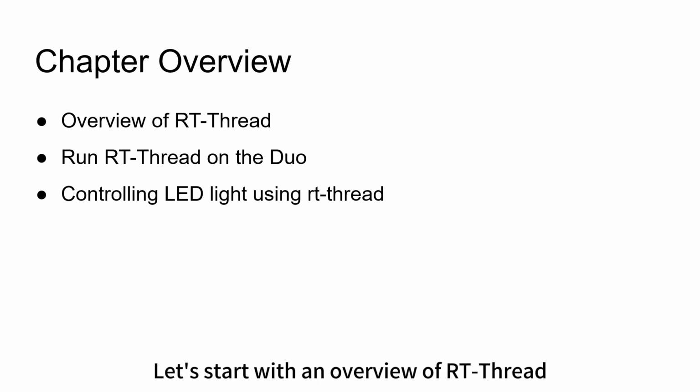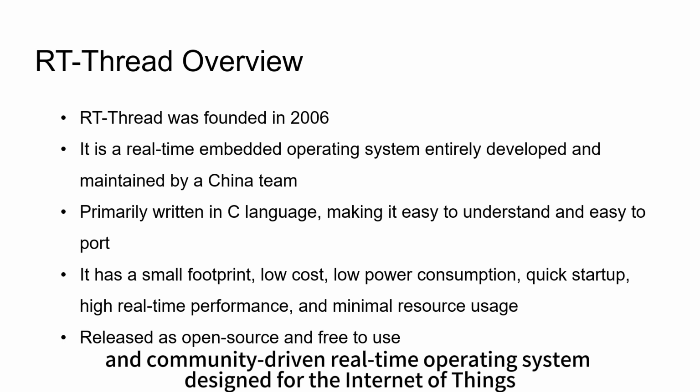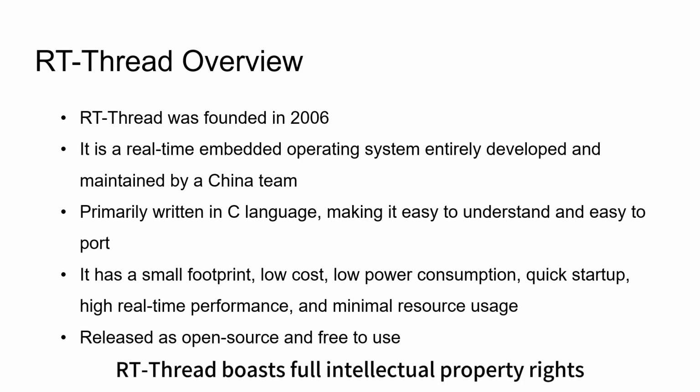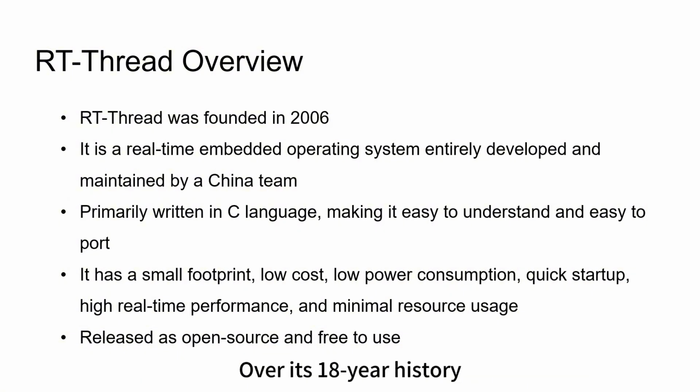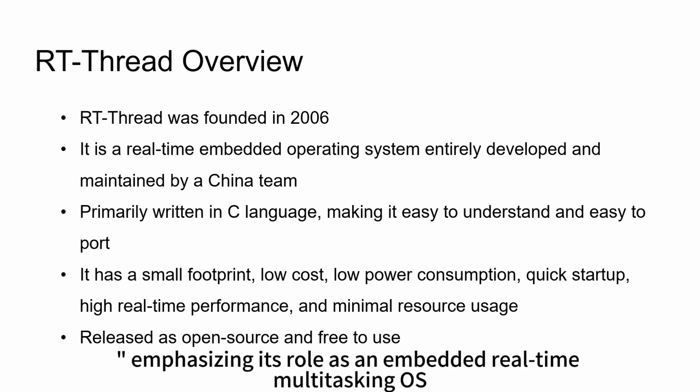Let's start with an overview of RT Thread. Born in 2006, RT Thread is an open-source, neutral, and community-driven real-time operating system designed for the Internet of Things. Developed and maintained entirely by a Chinese team, RT Thread boasts full intellectual property rights. Over its 18-year history, it has evolved into a powerful, feature-rich IoT operating system, especially with the rise of the Internet. The name RT Thread stands for Real-Time Thread, emphasizing its role as an embedded real-time multitasking OS.